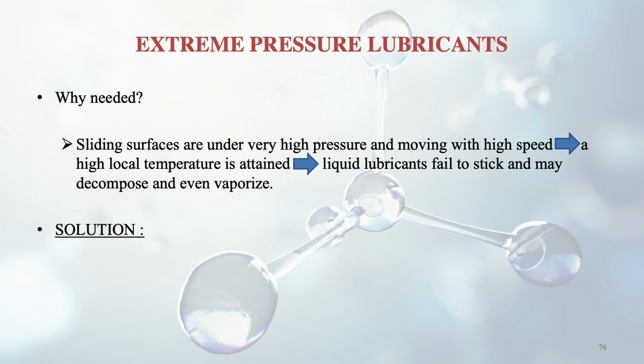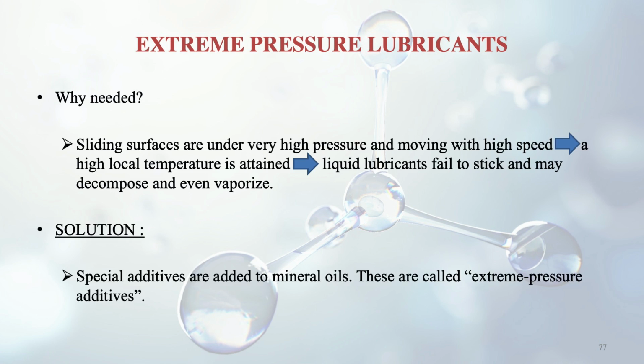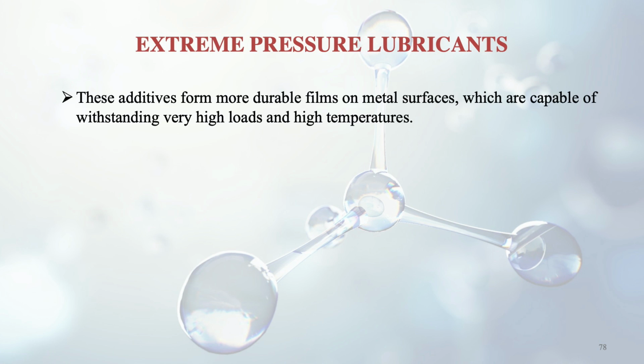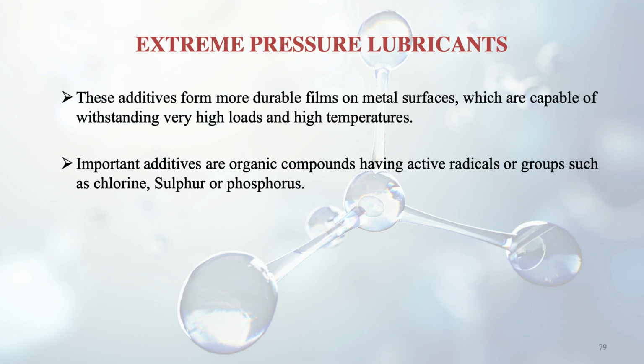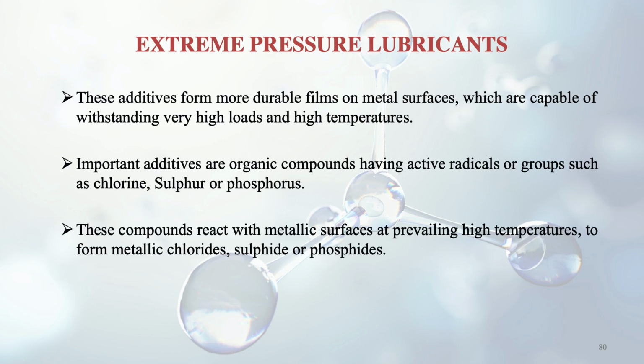The solution for this is that special additives are added to mineral oils, and these are called extreme pressure additives. They form more durable films on metal surfaces which are capable of withstanding very high loads and high temperatures. There are certain important additives like organic compounds which have active radicals, for example the chlorine radical, or sulfur or phosphorus. These are used in extreme pressure lubricants, and these compounds react with metallic surfaces at the prevailing high temperatures to form metallic chlorides, sulfides and phosphates.